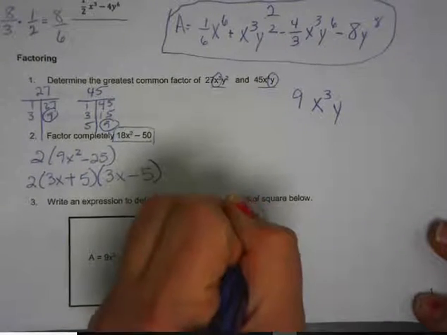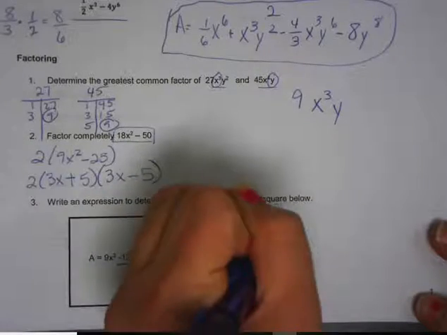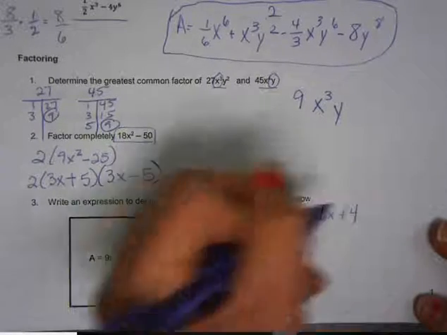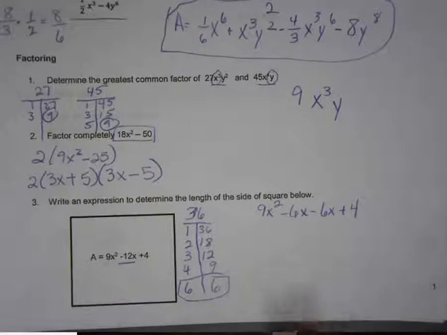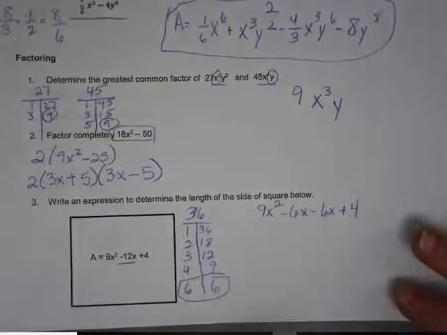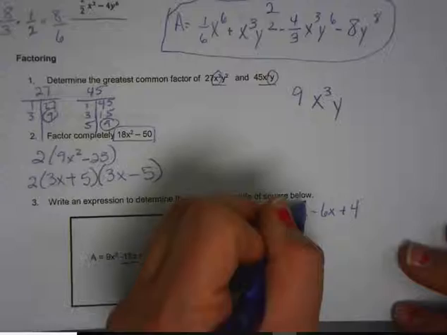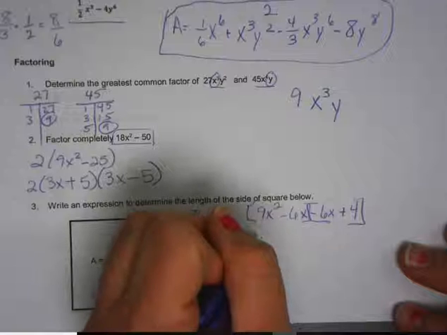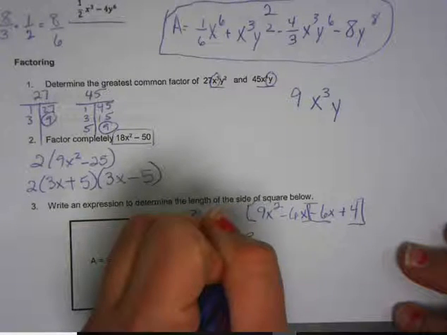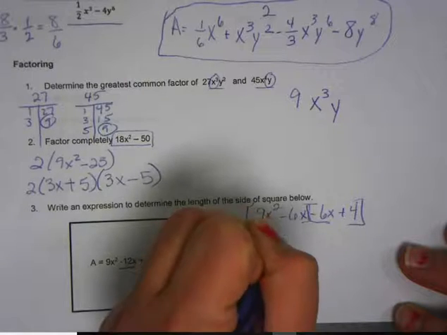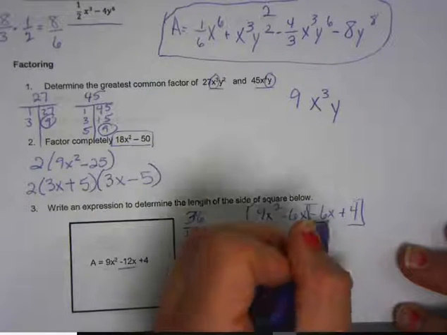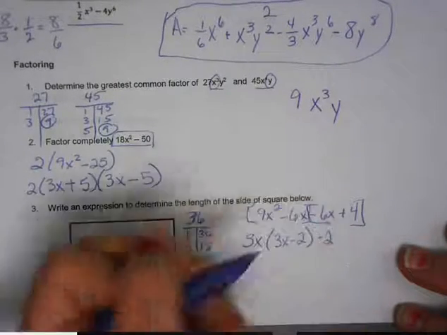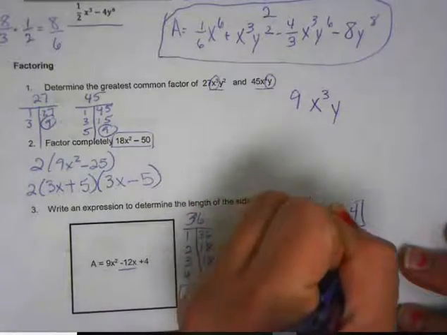So what we're going to have is 9x squared minus 6x minus 6x plus 4. And I'm factoring by grouping because it's the easiest one to do. If you want to use the box method, that's fine. But I like to factor by grouping, and so do most of you. So I'm going to go ahead and do that. We're going to group them. My common factor between 9x squared and negative 6x is going to be 3x, and that leaves me with 3x minus 2. And then here we have 6x plus 4. Common factor is going to be negative 2. And that leaves me again with 3x minus 2.